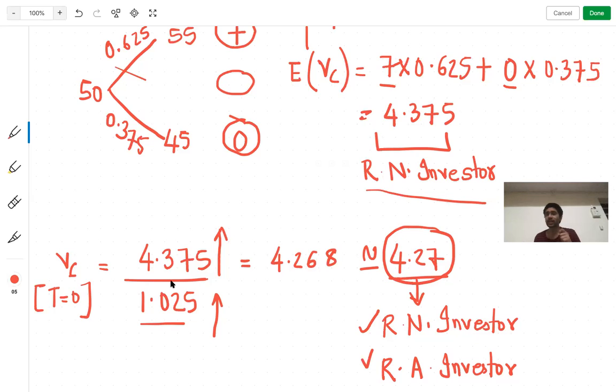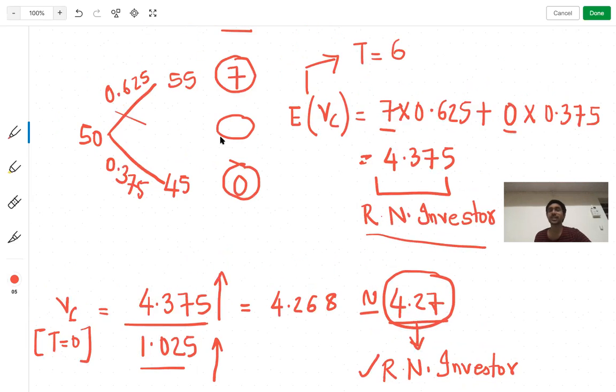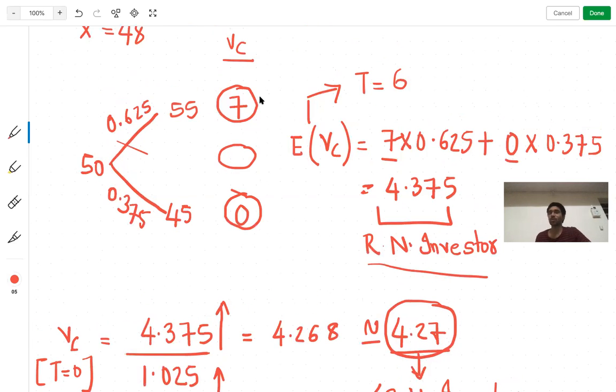When will you actually ask for a risk-free rate? If you are a risk-averse investor, there is only one situation where you will ask for a risk-free rate: when the cash flow at t equal to 6 is certain. That is the only time when you ask for a risk-free rate, when it is certain and also default free. Over here we are not talking about default risk, but there is uncertainty of cash flow. When there is uncertainty, the required rate of return for you will not be the risk-free rate, it will be more than the risk-free rate.